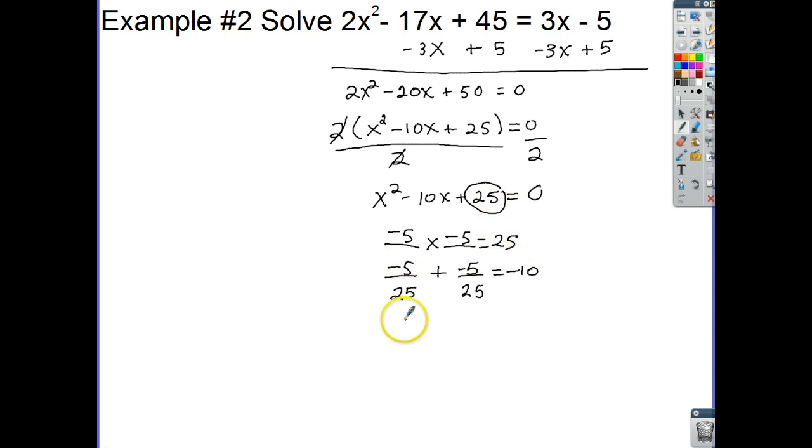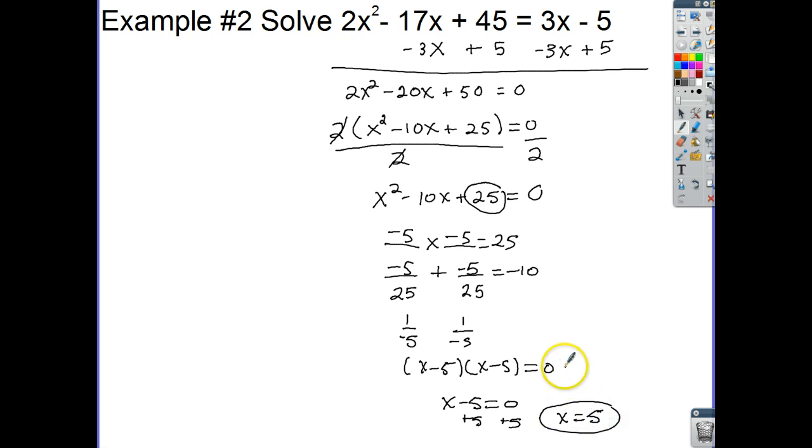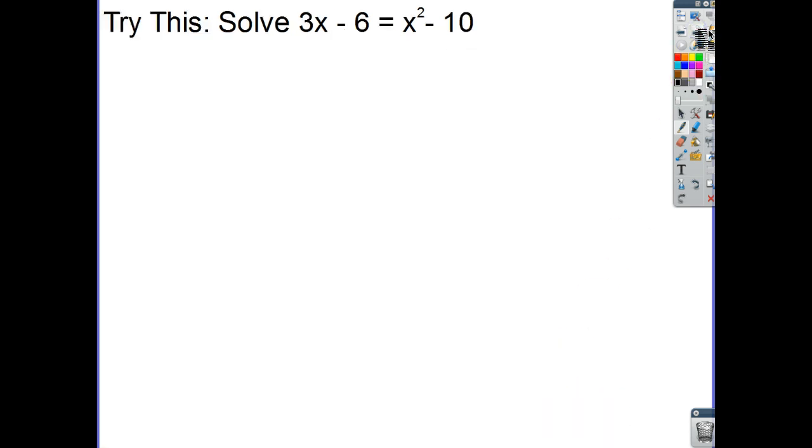Okay, reducing this, pushing negatives to the bottom, we have 1 over negative 5 and 1 over negative 5. This becomes x minus 5 times x minus 5, and all that's equal to 0. Set the factors equal to 0 and solve. I'm only going to do this once. Add 5 to both sides, and we get x is equal to 5, but we arrive at that with two different times.